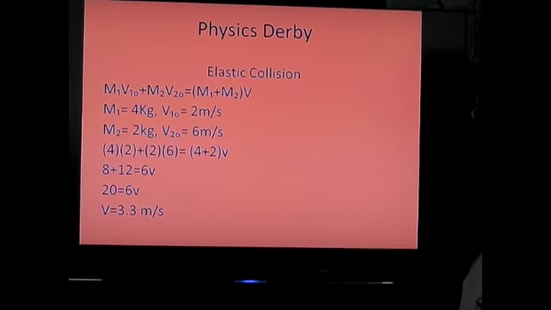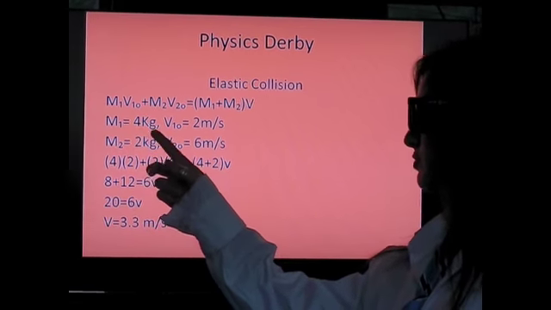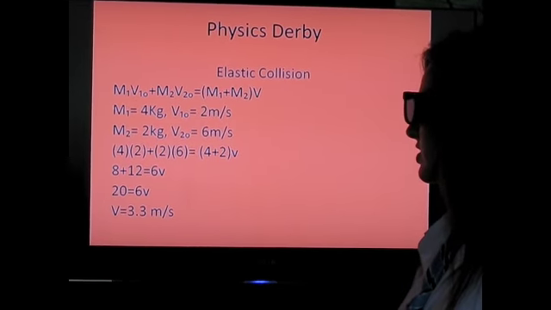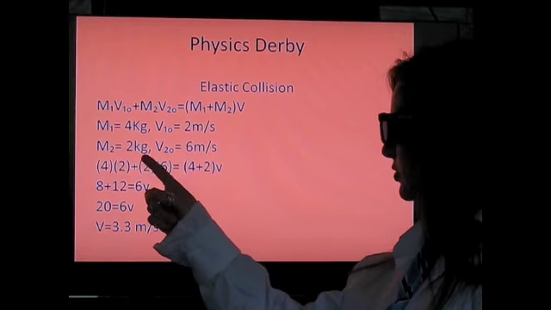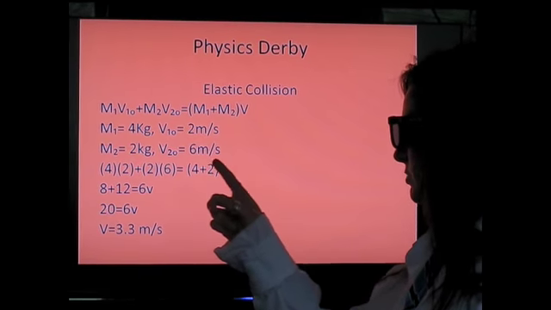In the elastic collision, the mass of the first car equals 4. The velocity of the first car equals 2. The mass of the second car is 2 kilograms. The velocity is 6 meters per second.